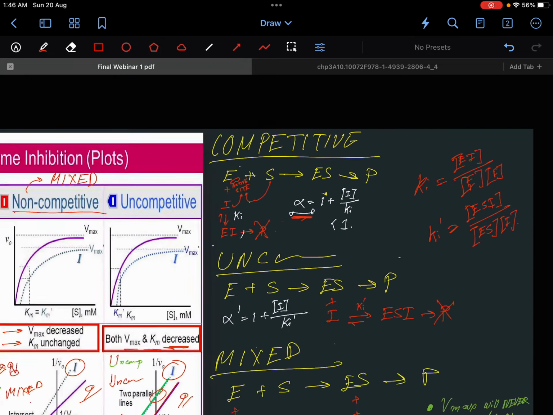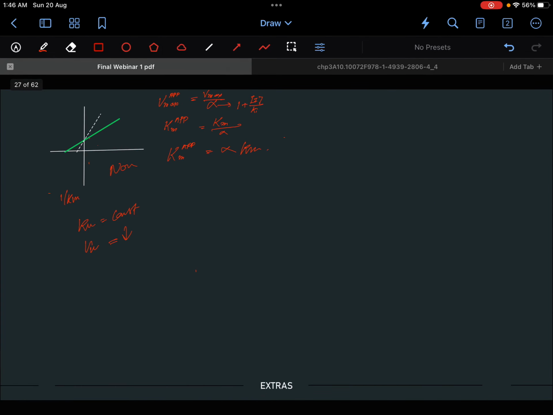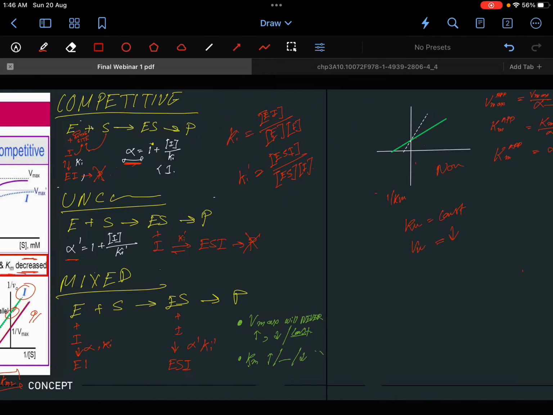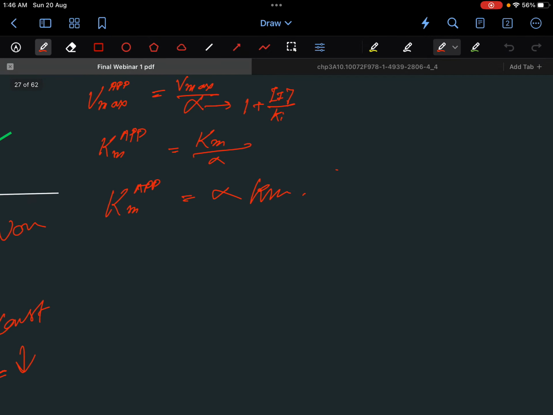There is alpha, so the Km apparent will be alpha into Km. For uncompetitive inhibition there is a concept of alpha dash. In uncompetitive inhibition we can just remember that Km is decreasing and Vmax is decreasing, so this will be Km by alpha dash and Vmax by alpha dash. So this is the apparent change in maximum velocity and Km.